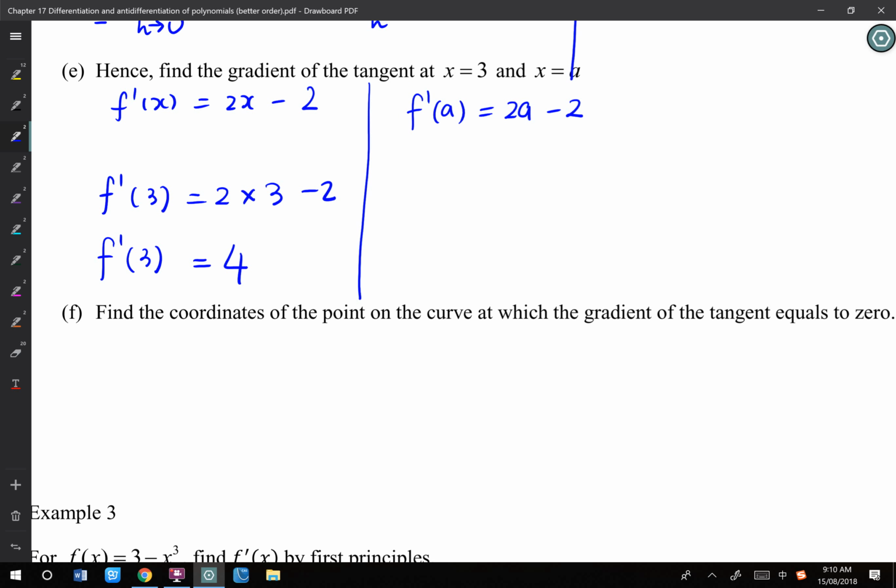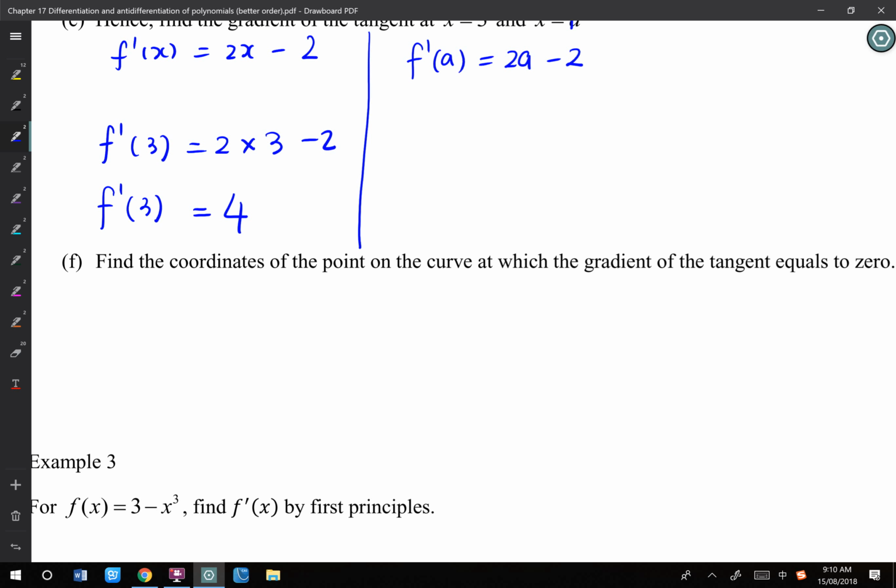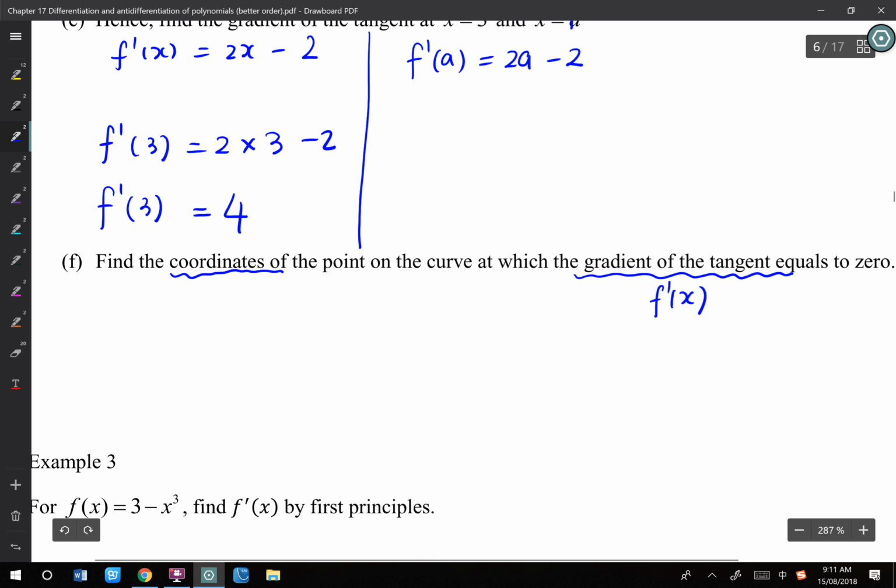Alright, so the last one asks you to find the coordinates. Coordinates means x comma y of the point on the curve at which the gradient of the tangent equals 0. Gradient of the tangent is f dash x. So what you want is f dash x to be 0. So I have 2x minus 2 equals 0. x is 1.